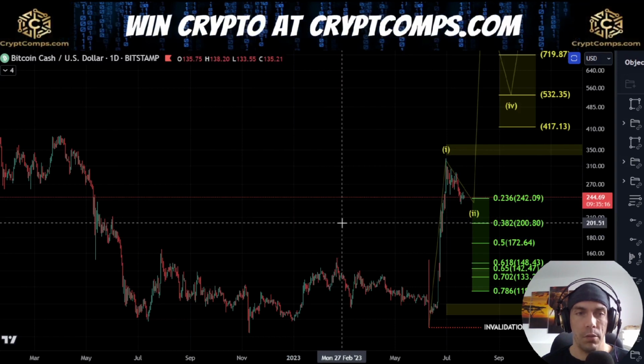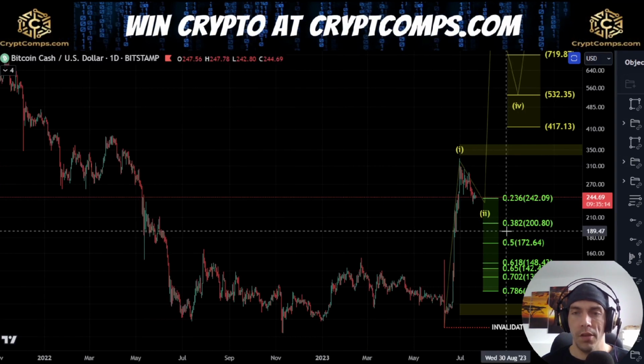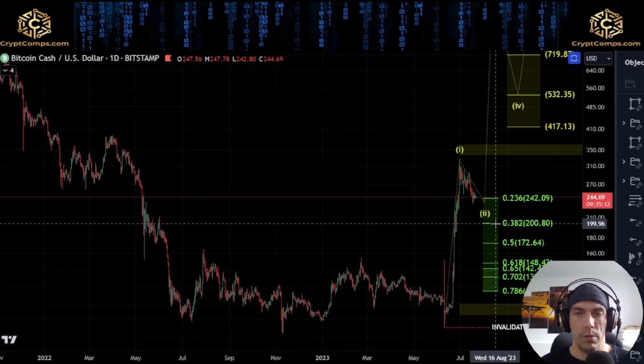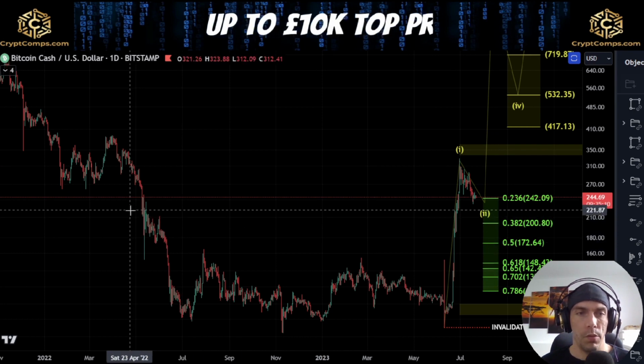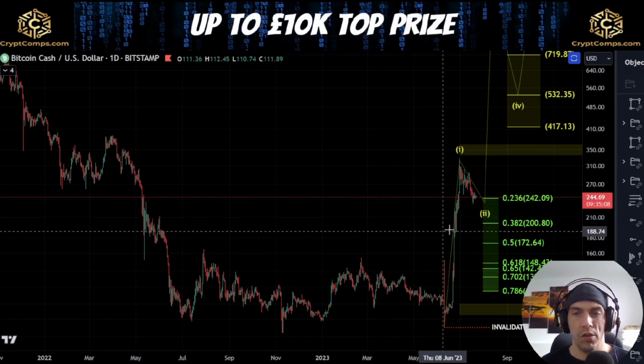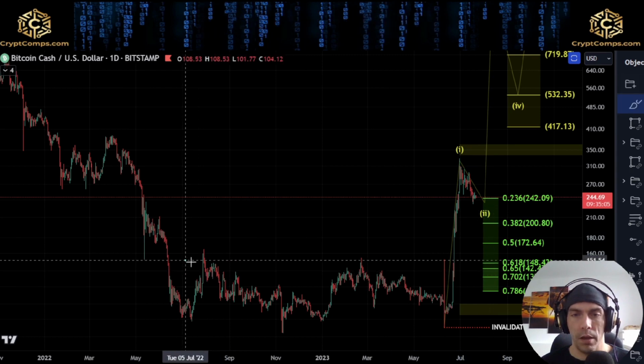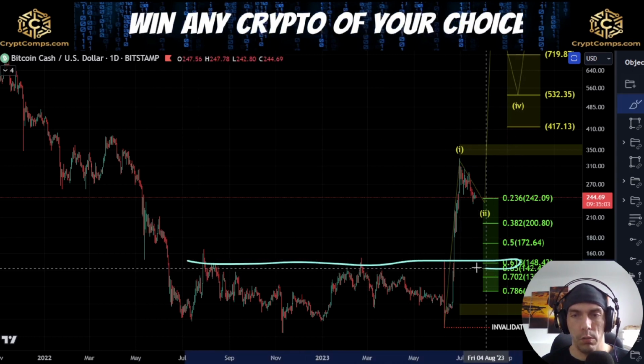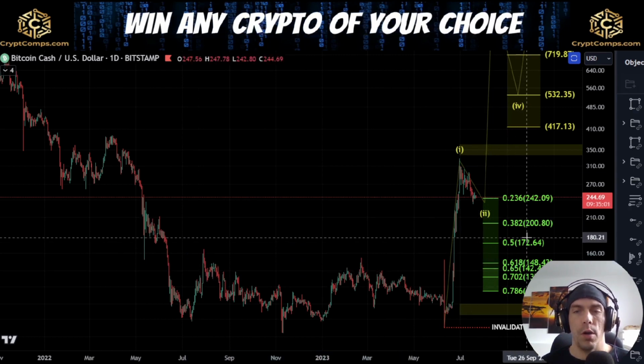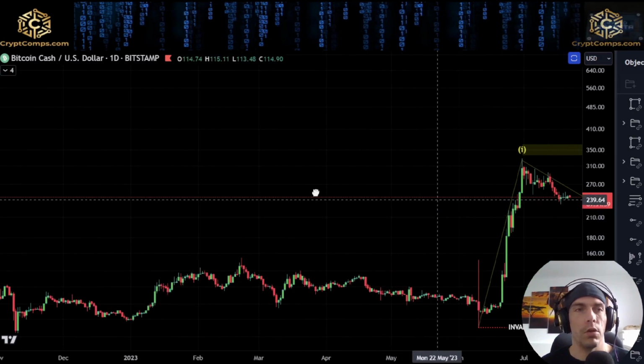If we do see price come down into these zones, it could be potentially interesting to see how we react between this 382 and this 50%. That would bring us back into this previous structure here. Alternatively, if we come back down deeper here, this golden pocket would be a retest of some of these lower highs that we have over here. So going to be on the lookout for that.